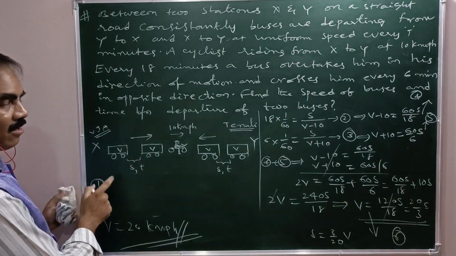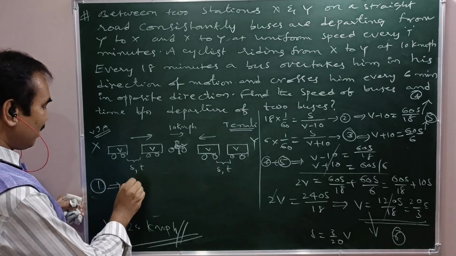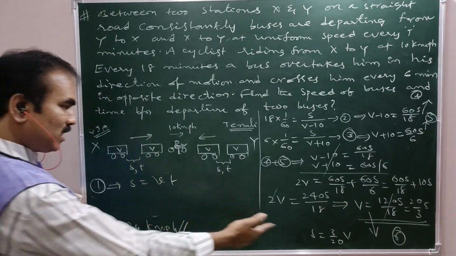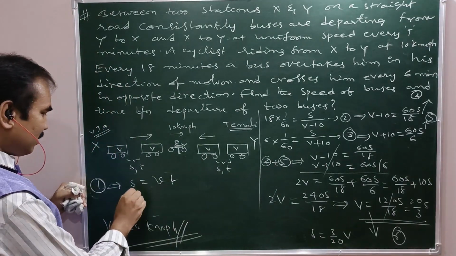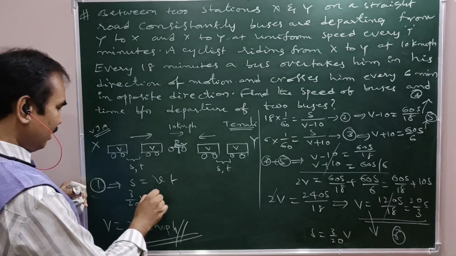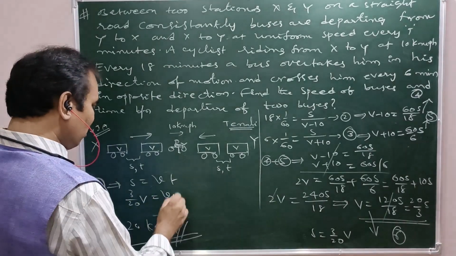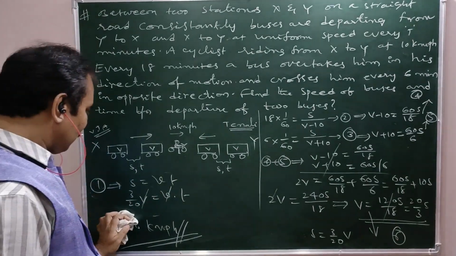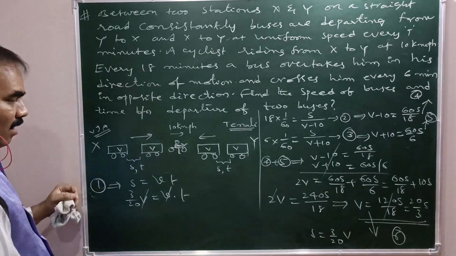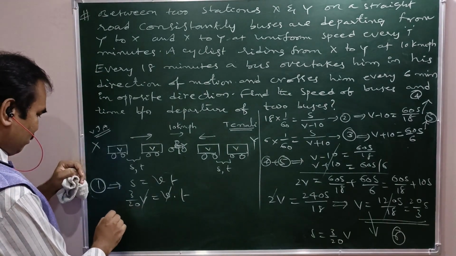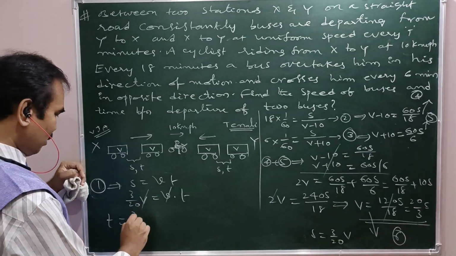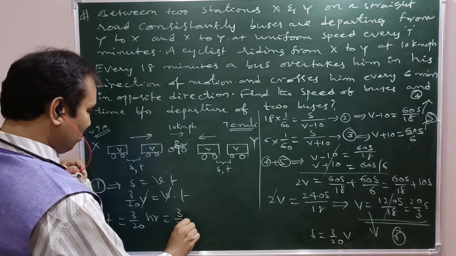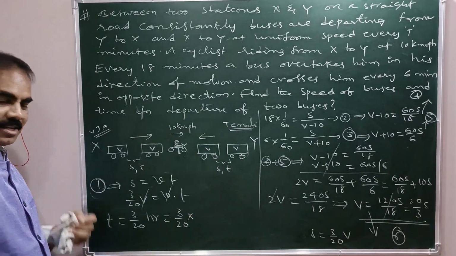So from equation 1, S equals V into T. Now V means 20, and S means 3 by 20 V, which equals V into T. V cancels here. That is T equals 3 by 20. What is 3 by 20? Hour. That is T equals 3 by 20 hour, that equals 3 by 20 into 60 minutes, since 1 hour means 60 minutes.